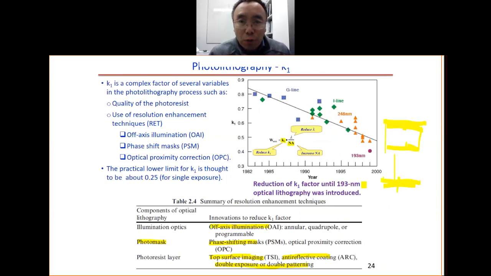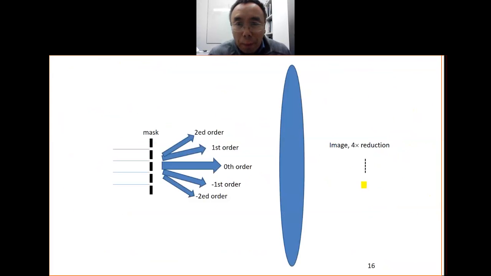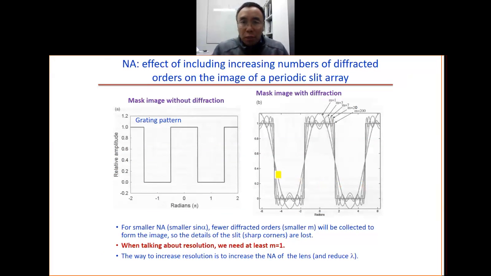As we have known before, if you look at this one, m equal to 1 corresponds to the case of first order, and m equal to 3 corresponds to the case of the second order. So when we have m up to 3, you can see the image becomes something like this. It is closer to the square pattern. That means the corners, the details of the mask pattern, can be better resolved than if we have only m equal to 1. If we collect light only with m equal to 1, we have this curve. You can see this curve is farther away from the squares, so the corners of the detail are not resolved.